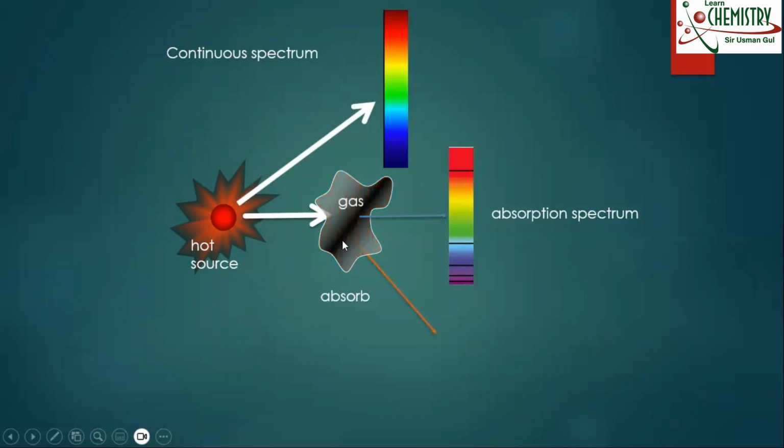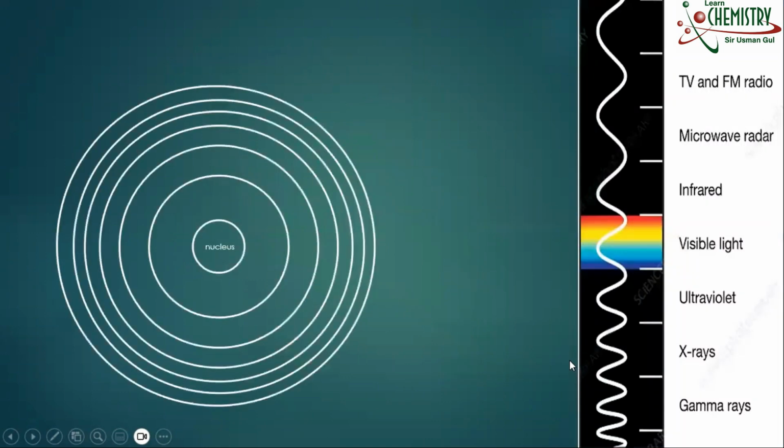So when it emits the light, and we pass this light through the prism, we will get this kind of spectrum that is called an emission spectrum, or the line emission spectrum. Now this is the difference between the absorption spectrum and the emission spectrum. So now you must have a clear idea of the difference between the line absorption spectrum and the emission spectrum. Okay, moving forward, now let's talk about how the hydrogen spectrum is formed.